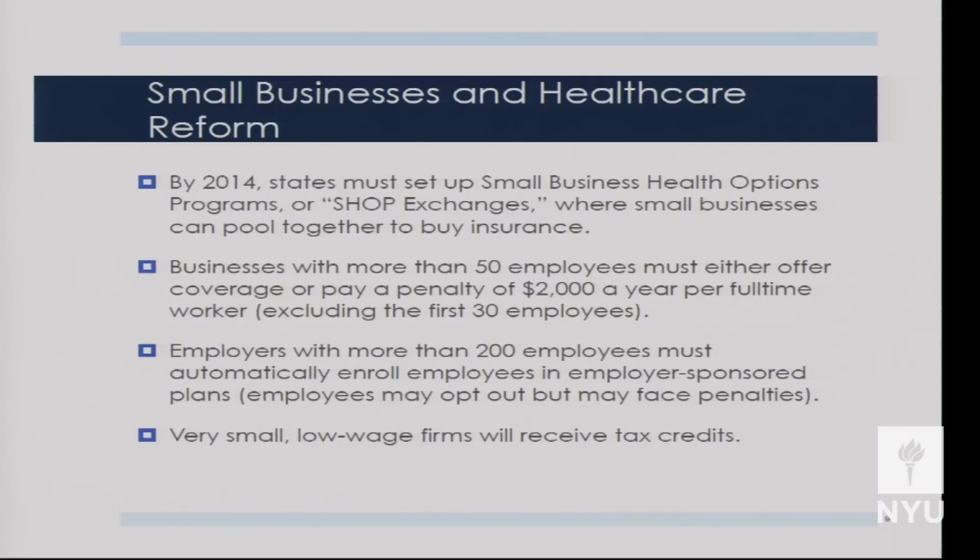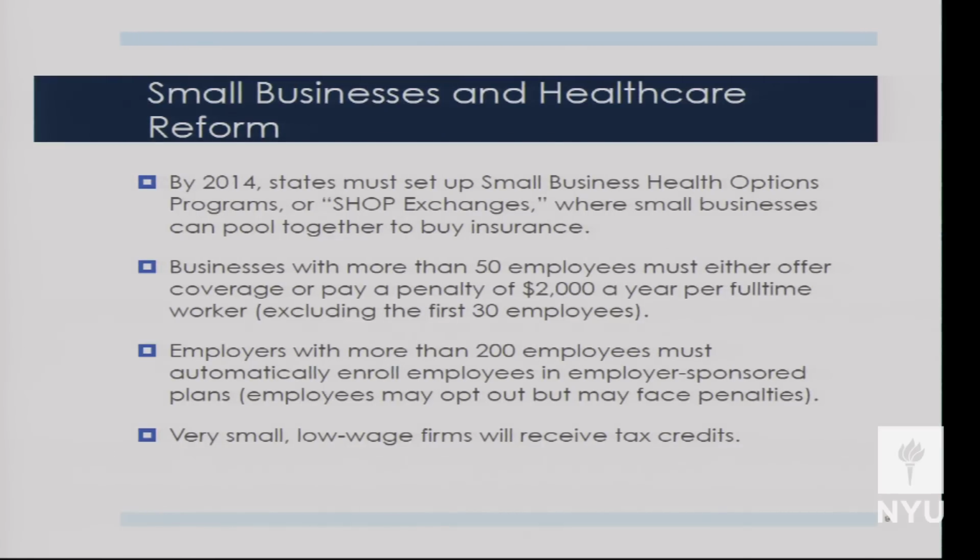So by 2014, the way in which I said, the ACA is trying to help small businesses sort of pool together like big firms do, right? So they can together form a risk pool the size of a large firm. So by 2014, states have to set up what's known as SHOPs, Small Business Health Options Programs, or SHOP exchanges.